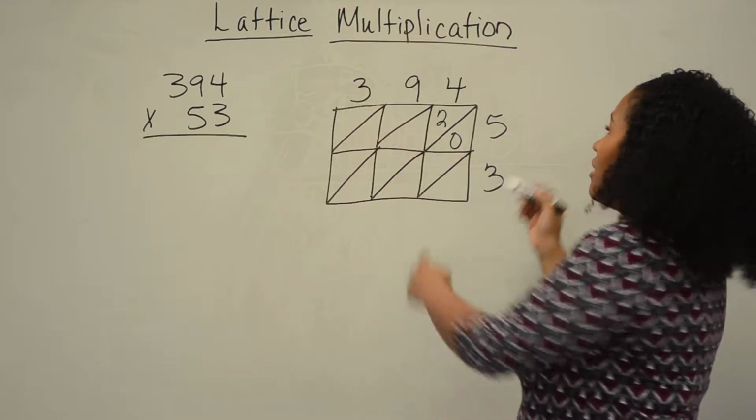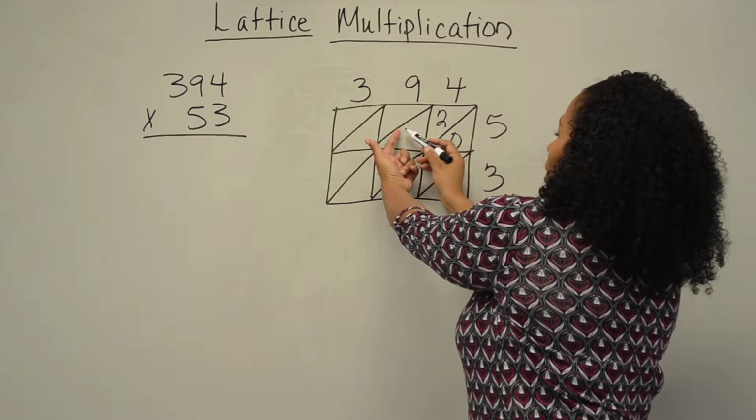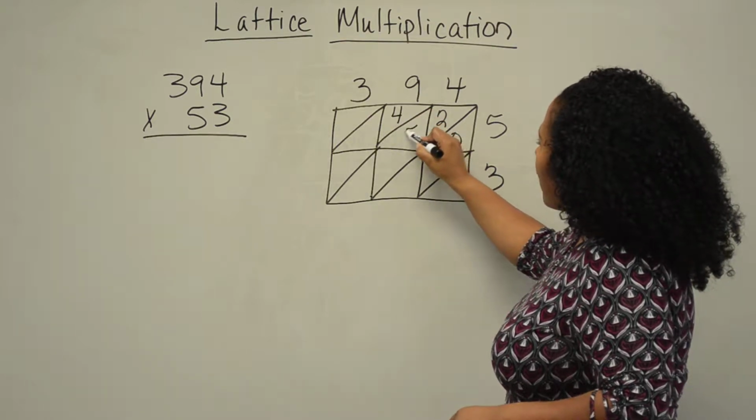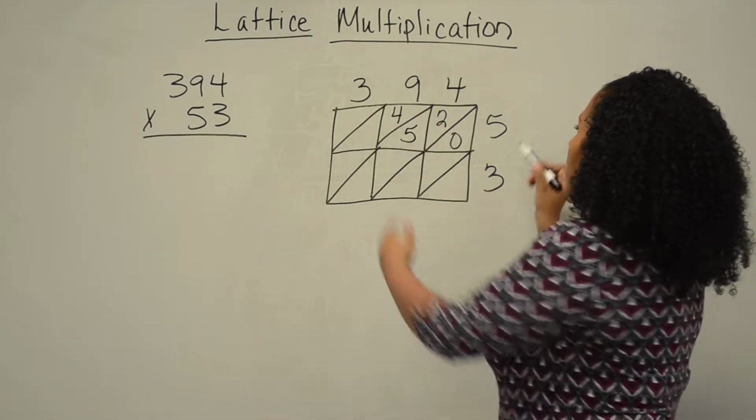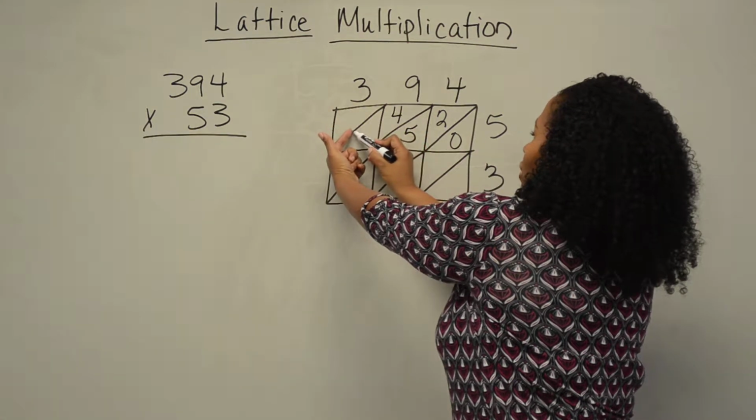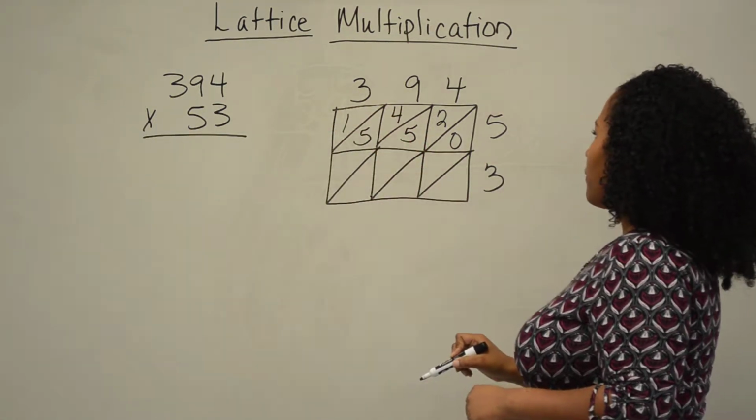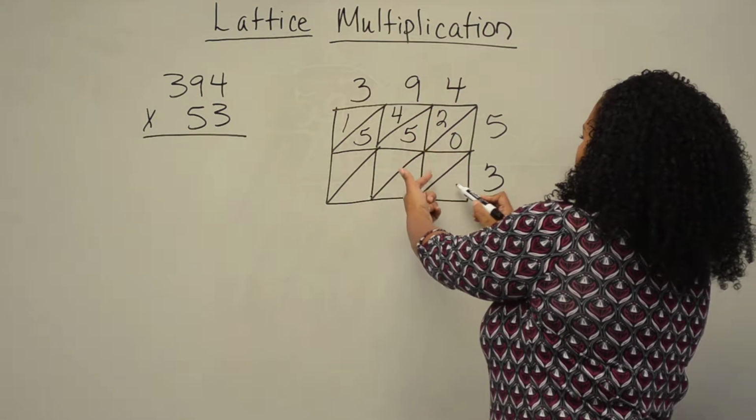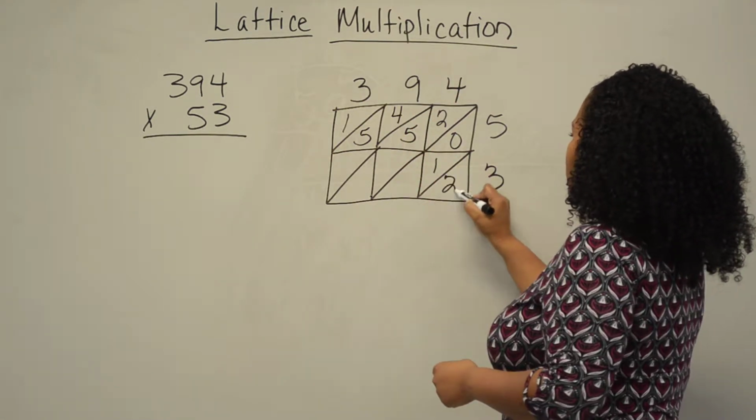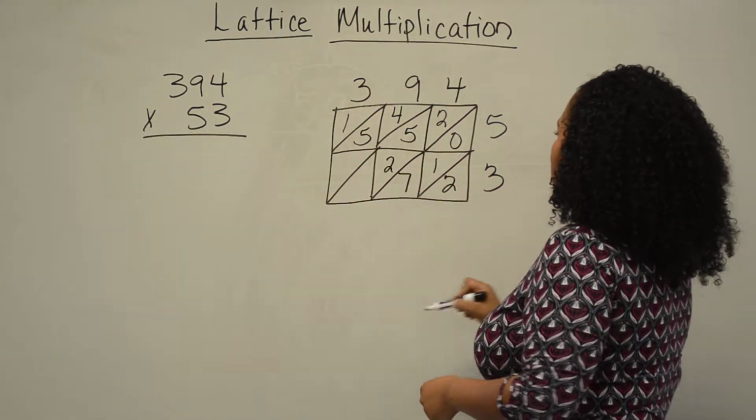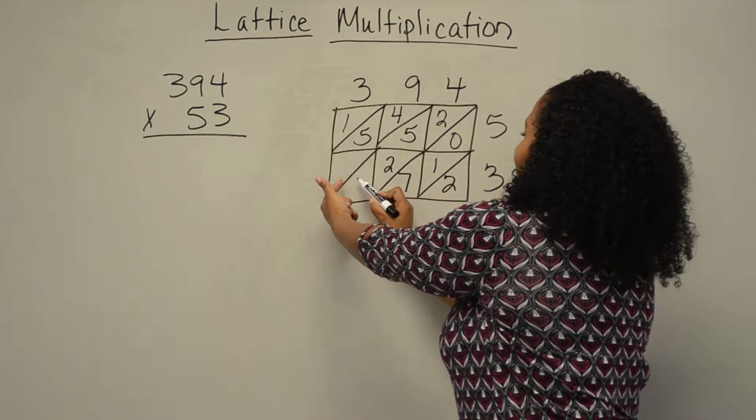So let's try that again. 9 times 5 equals 45, and they meet right here. So my 4 will go here and my 5 will go there. 3 times 5 equals 15. My 1 will go here and my 5 will go there. 4 times 3 equals 12. 9 times 3 equals 27. And 3 times 3 is 9.